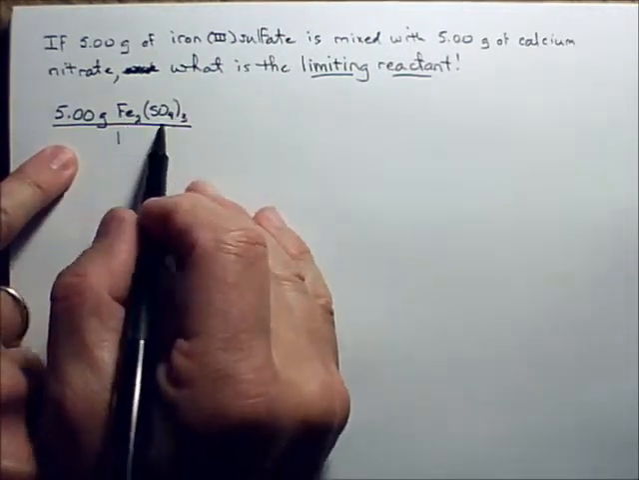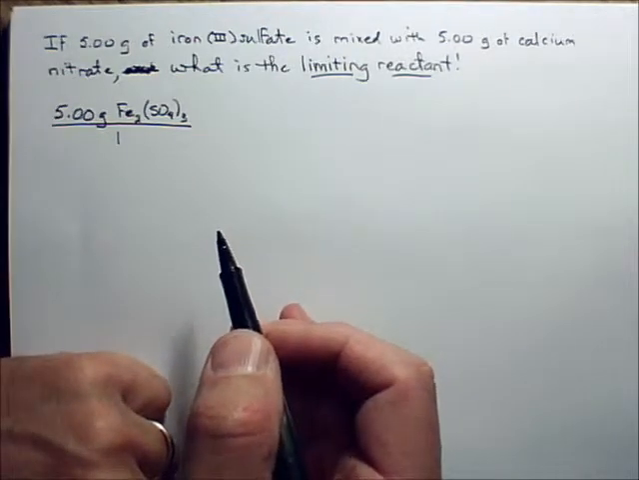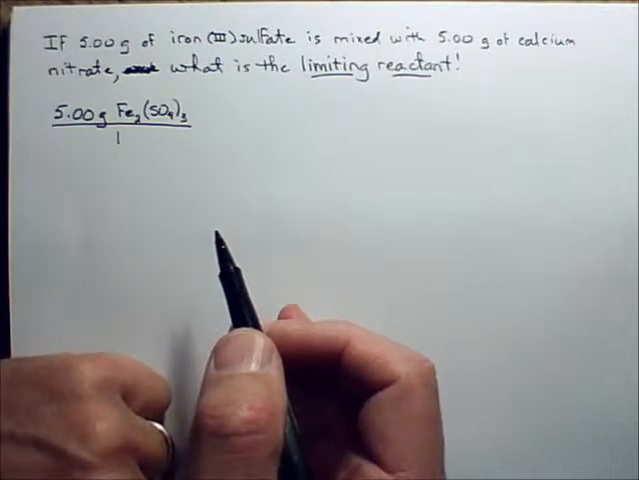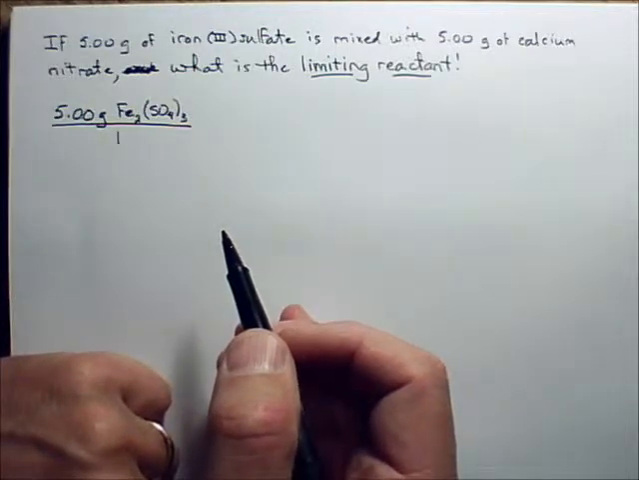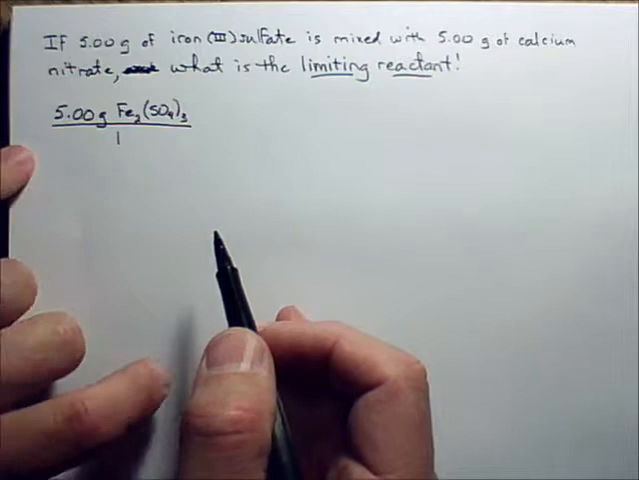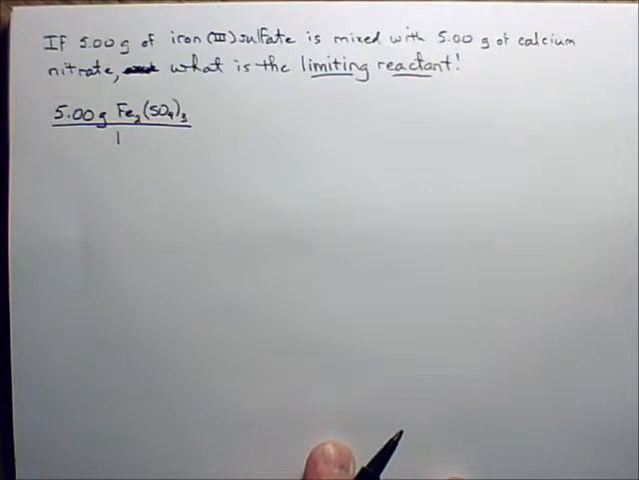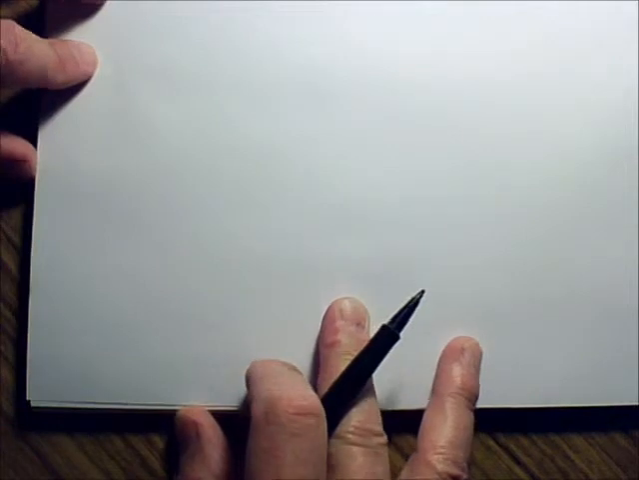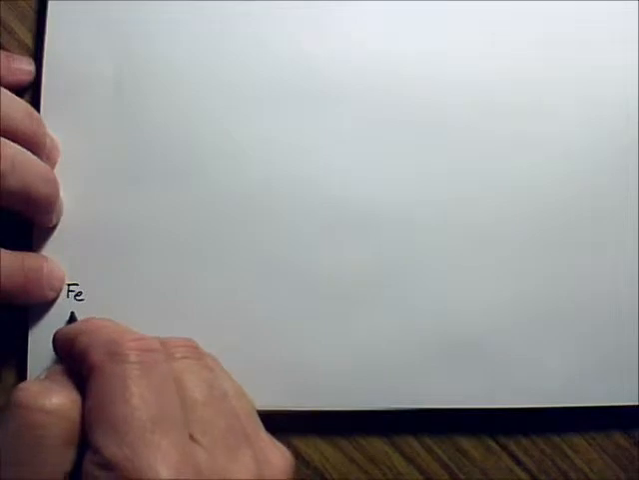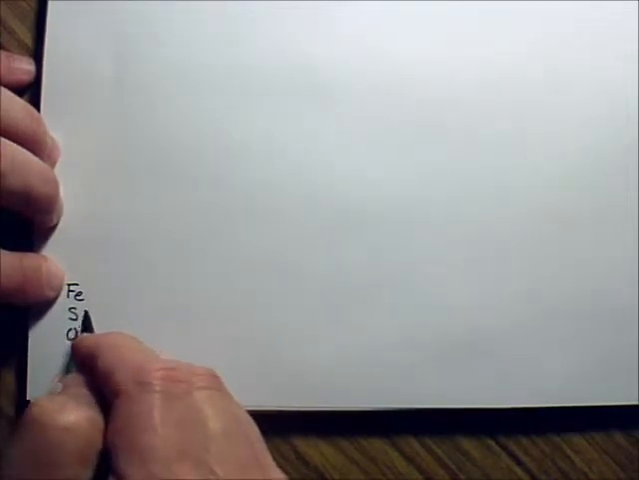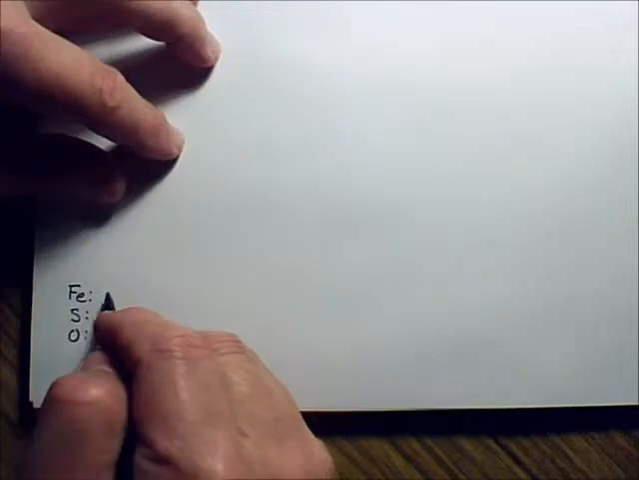Now, I first have to convert this to moles. You can't get anywhere in stoichiometry without going through moleville. So we have to calculate the molar mass of this stuff. You can do it on your paper however you like. I like to go down to the bottom of the paper and do it down there. So here's iron and sulfur and oxygen. Look on your periodic table and you'll see that iron has a mass of 55.845.